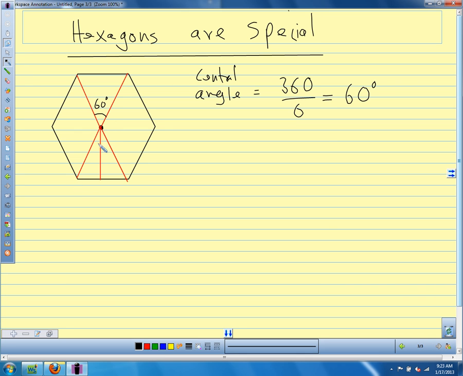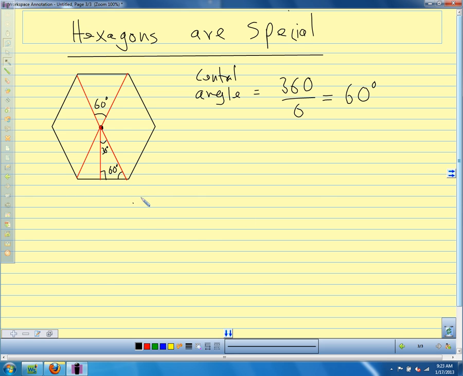What does the apothem do to this 60 degree angle here? Cuts it in half. So that makes that a 30 degree angle. What does that make this angle? That makes that a 60 degree angle. So inside a hexagon we have a 30, 60, 90 triangle.